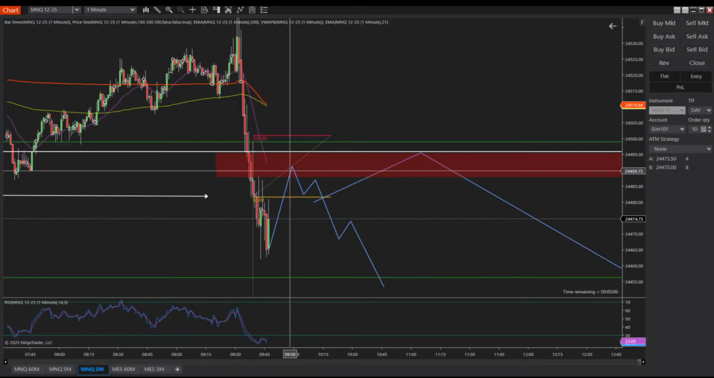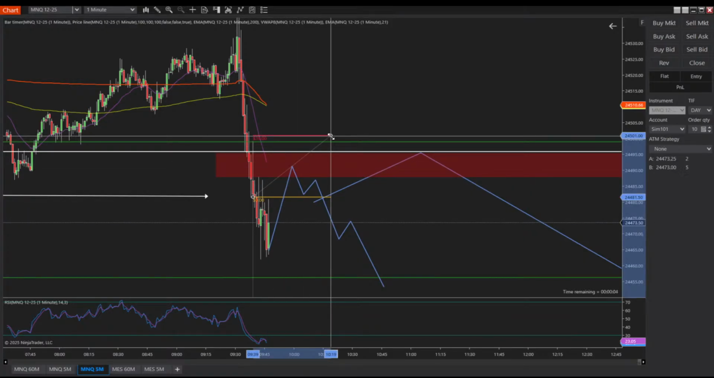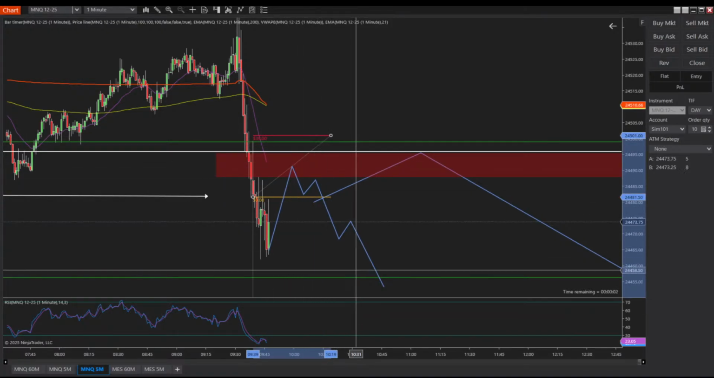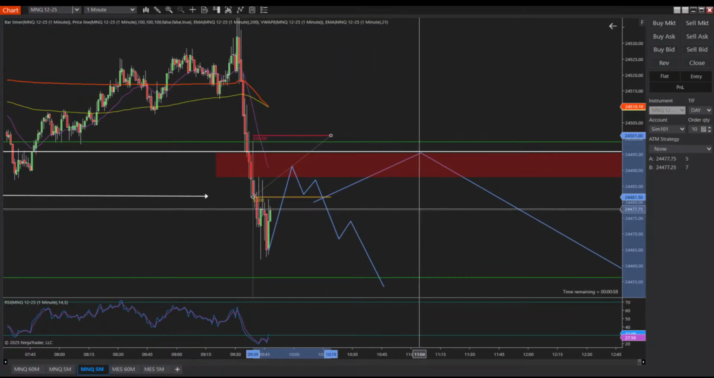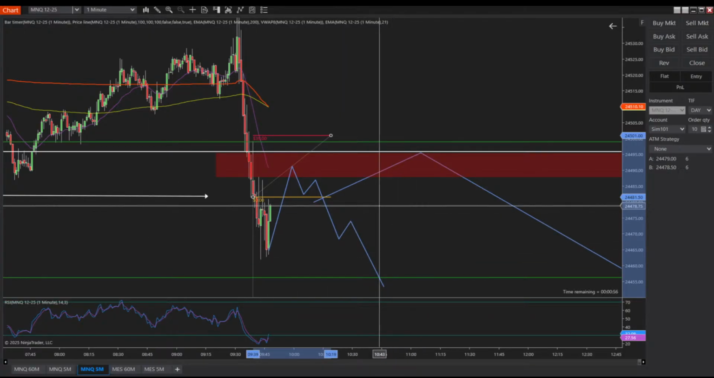So even though I took the trade here, I would be waiting. If this pushes up, I would still be waiting. My stop would still be up here. I'm expecting price to continue going down. It's gonna follow the plan.